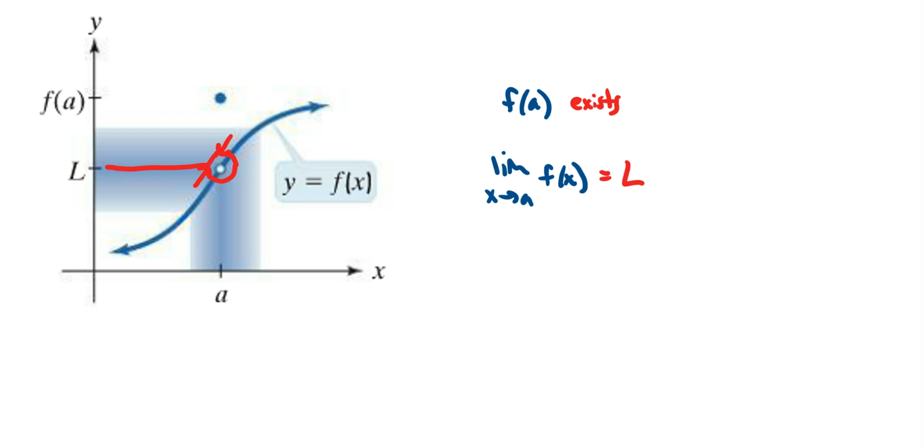The hole's y value can and will be the answer to our limit. So notice here that these both exist, but they're not equal. All right, so these are some examples that we're going to see. Let's actually get into some actual graphs here so we can see some examples.